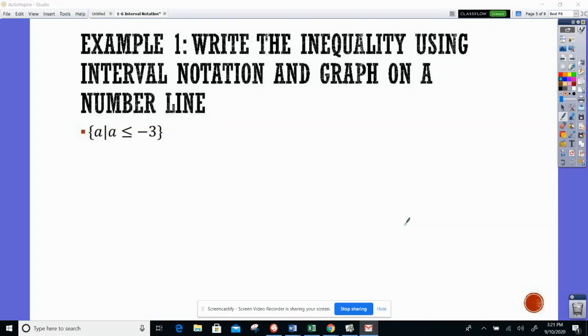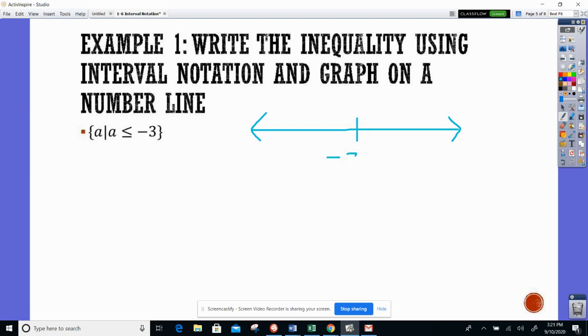Okay, so what we're going to do now is look at some specific examples. To start off, it says write the inequality using interval notation and graph on a number line. I'm actually going to do that in reverse order. I'm going to graph on a number line so we can visualize it in order to help us write in interval notation. Let me draw my number line real quick.